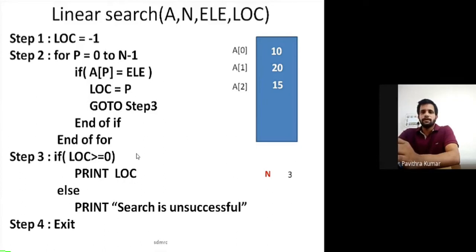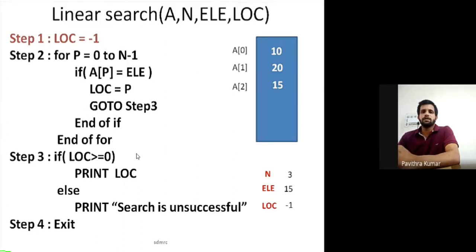All right. And for example, I'll take the searching element value ELE. Let me search for 15 in the array. So let me begin with the algorithm. Step number 1. I'm going to set the value for LOC. LOC will be -1.